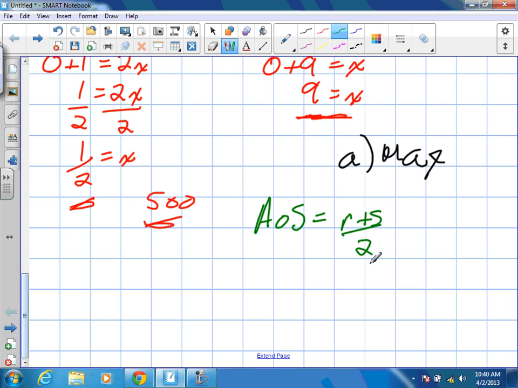Around 9.5. Exactly. 9.5 divided by 2. What will 9.5 divided by 2 be? Around 4.7. Is it 7.5? Yeah, I think you're right. It is 7.5. Yeah.